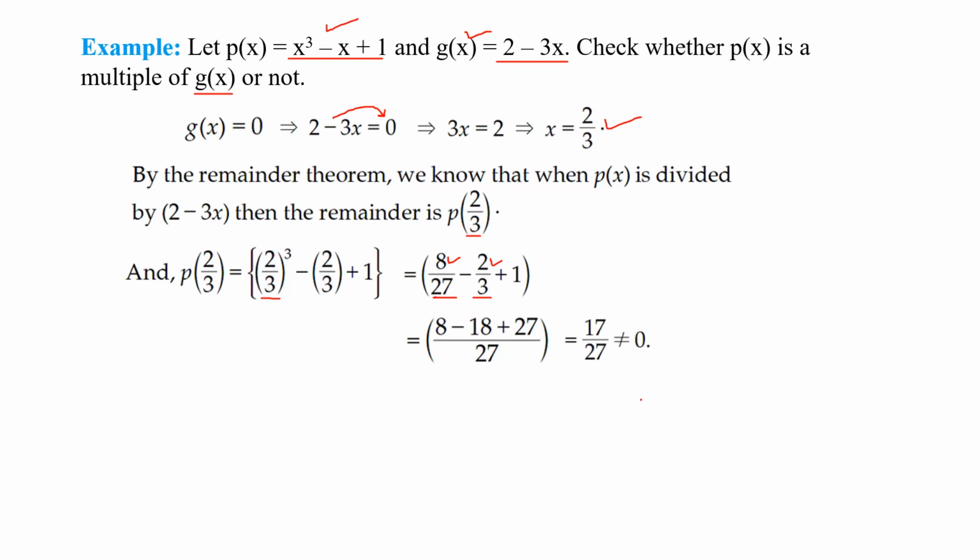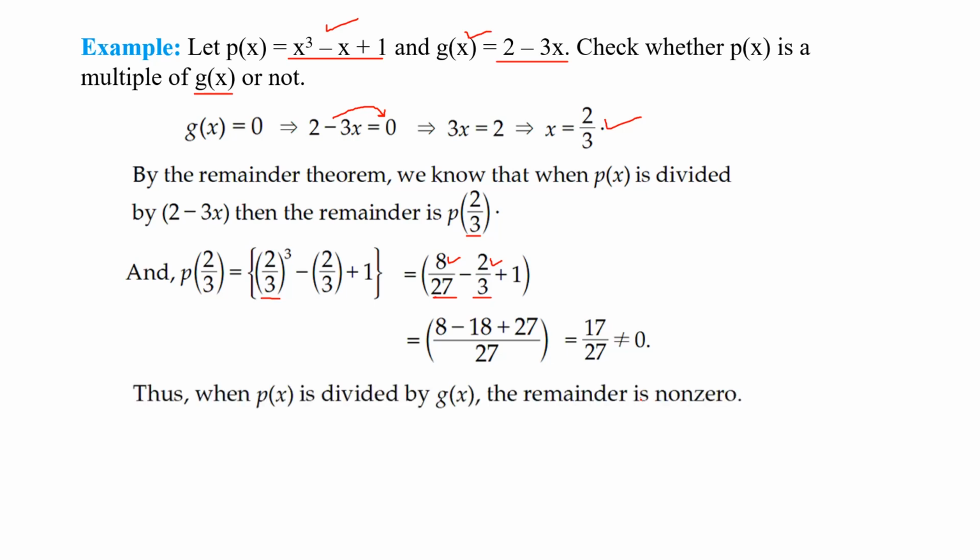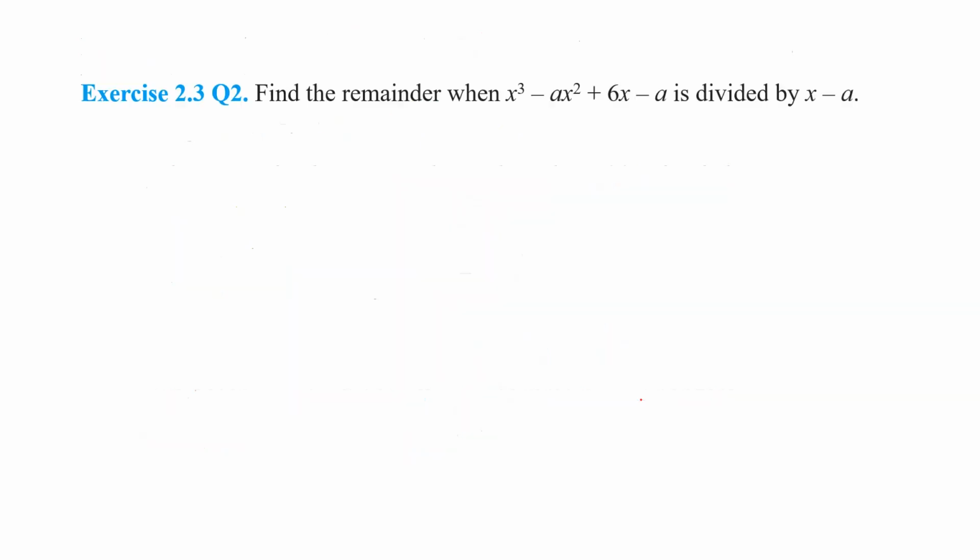Right? और फैक्टर के लिए रिमाइंडर 0 होना चाहिए, तभी वो उसका फैक्टर होगा. So therefore, when we divide p of x by g of x, the remainder is not equals to 0. So hence p of x is not a multiple of g of x, or g of x is not a factor of p of x. Okay. So this is an example related to checking factor. Our next question, to find the value of unknown if remainder is given. Right. Find the remainder.